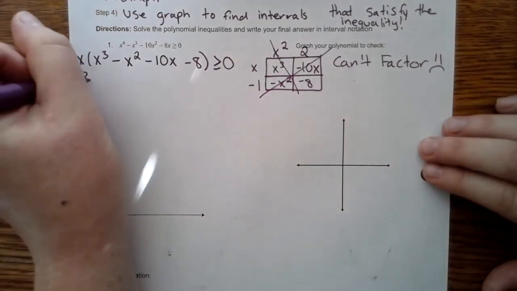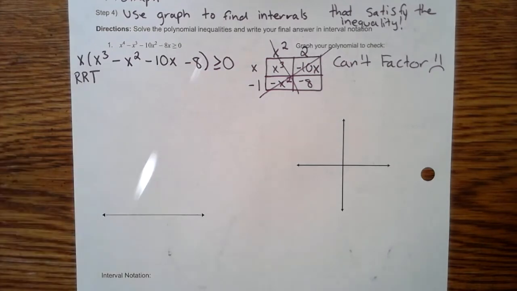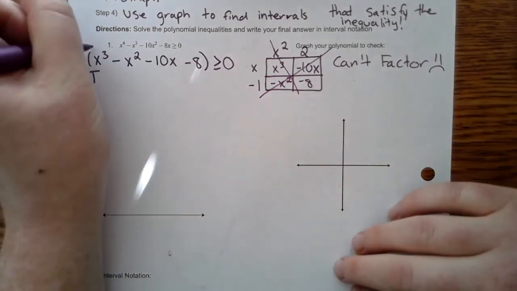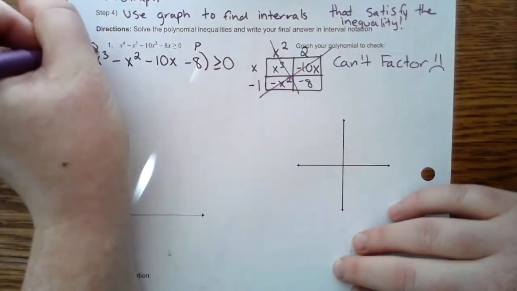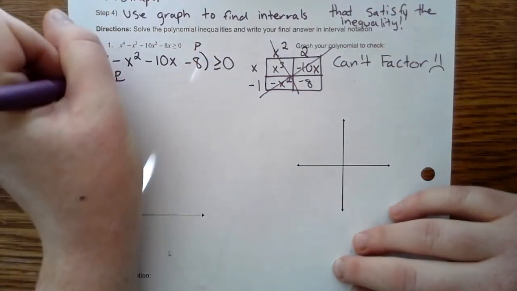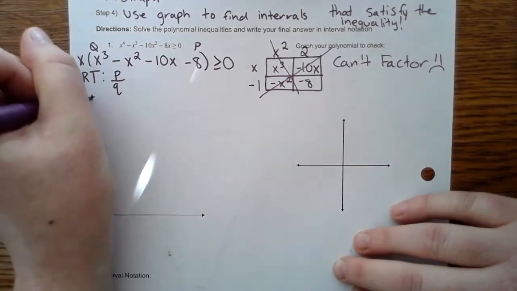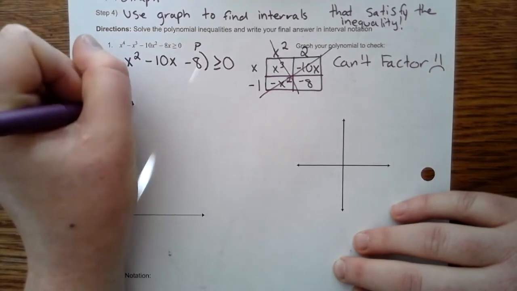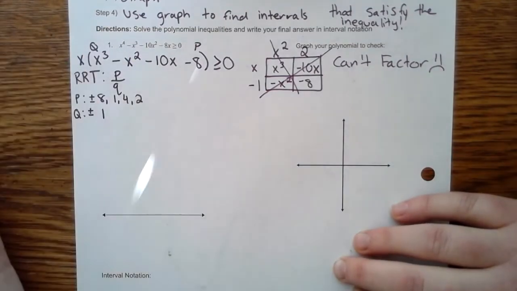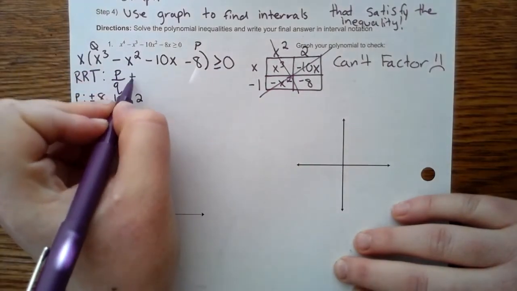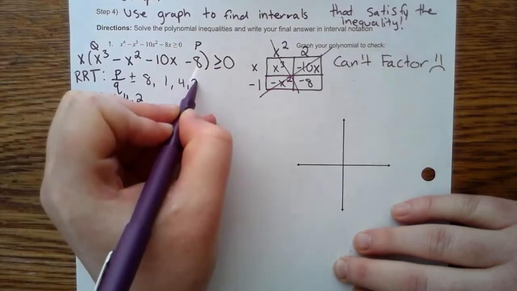So you guys get to see this in action. This is P and this is Q. So remember, we're doing P over Q. So the factors of P are going to be plus or minus 8, 1, 4, 2. The factors of Q are going to be plus or minus 1. So P over Q is going to be plus or minus 8, 1, 4, 2.